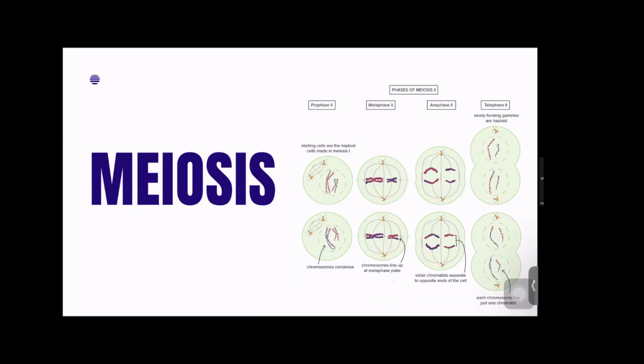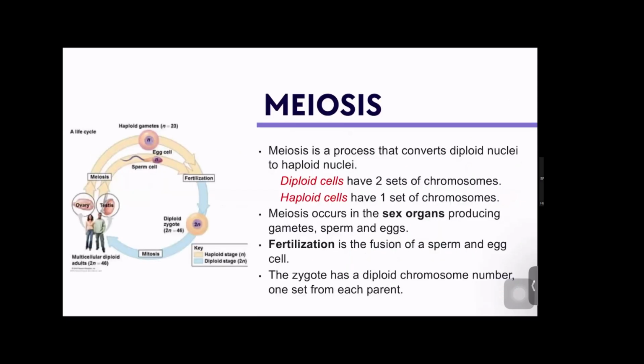So meiosis is a special type of cell division that occurs in sexually reproducing organisms to produce gametes, your sperm and egg cells in animals, and pollen and ovules in plants. It reduces the chromosome number by half, ensuring that offspring have the correct number of chromosomes when sperm and egg unite during fertilization. So meiosis, class, again, is the process that converts diploid nuclei to haploid nuclei.